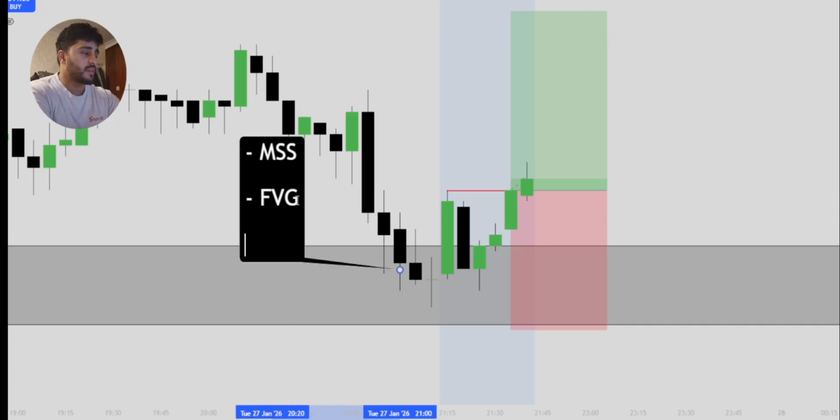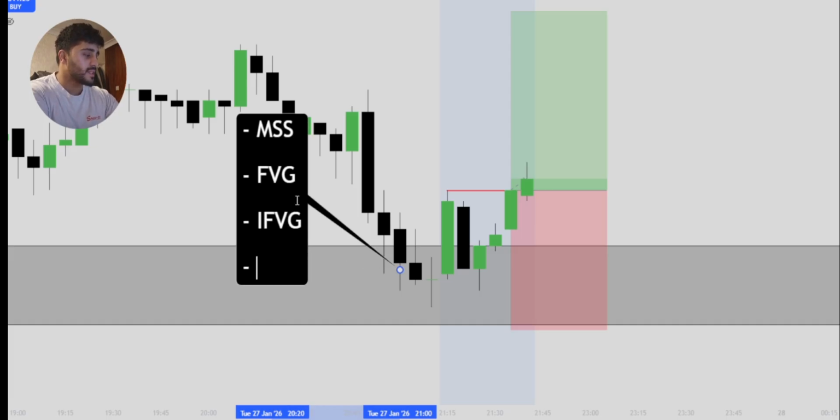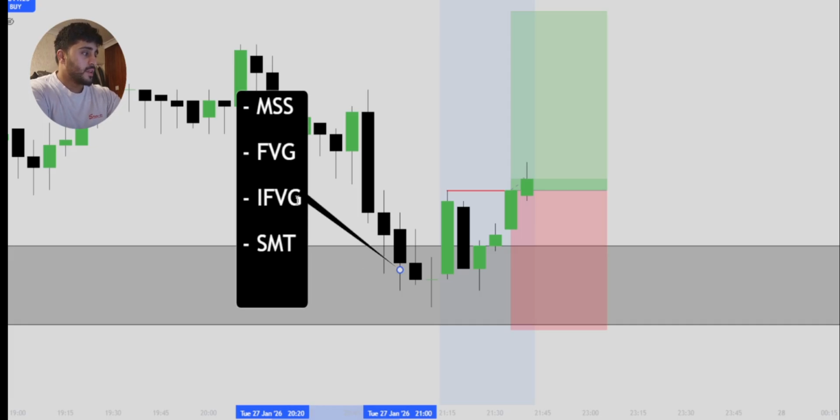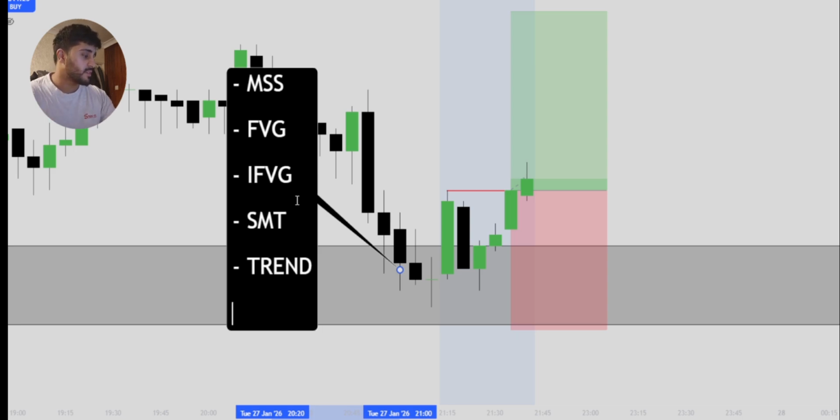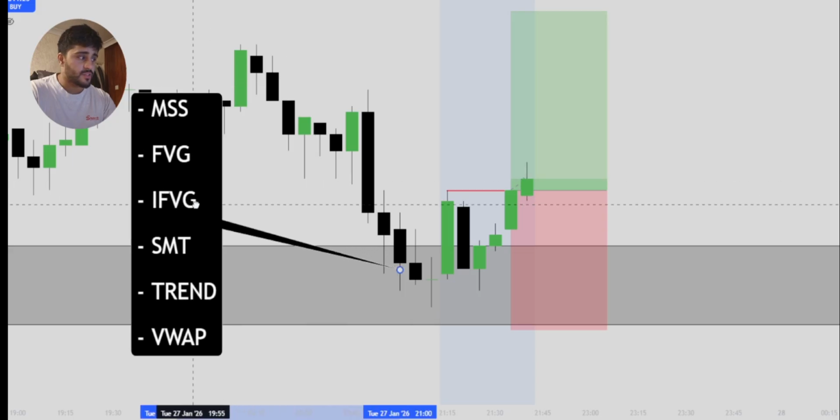You don't need a 1 minute fair value gap. You don't need an SMT divergence. And truthfully, you don't even need to follow the trend, although that does help sometimes. You don't need to do any of these things. You don't need VWAP. That's another one I've heard. You don't need any of those things. Put these things to one side.